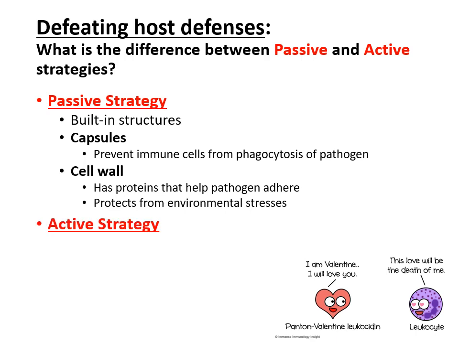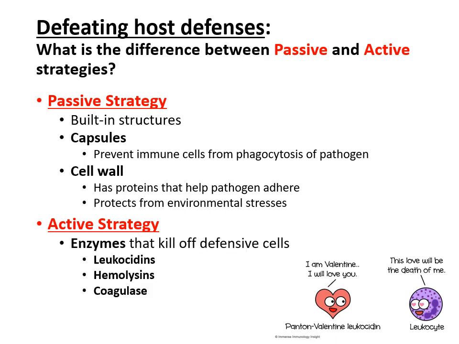Whereas active strategy, if you are active, you've got a lot of energy, right? You've got a lot of movement. So for active strategies, now the bacteria is going to be doing something active. It's going to be producing something, secreting something. You've got movement here, right? So active strategy would be any of the enzymes that they produce and release to kill off your immune cells. The three big examples of active strategy are leukocidins, hemolysins, and coagulase.